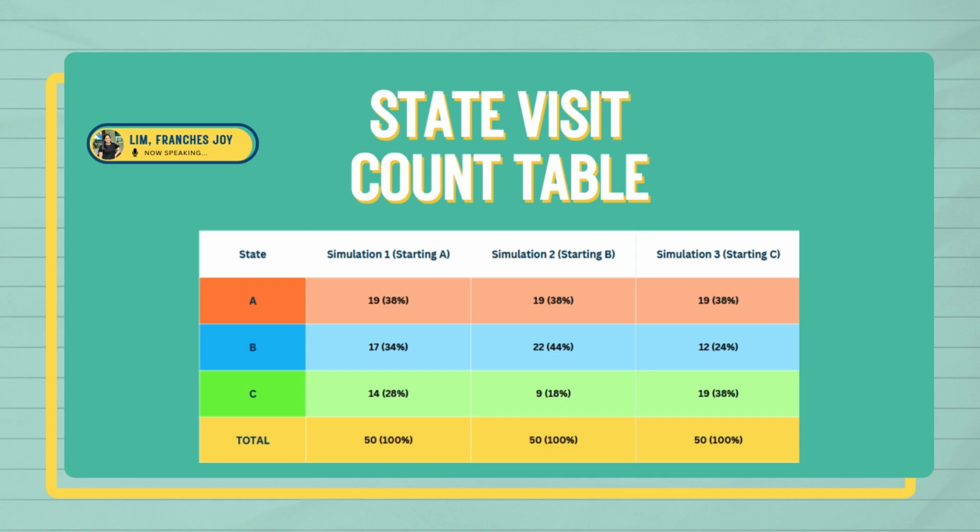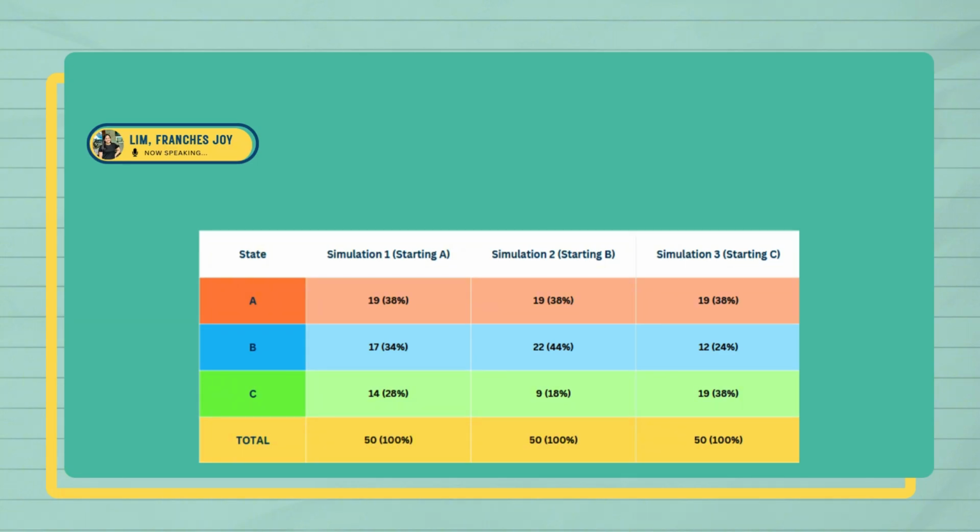In simulation 1, starting from state A, we see a relatively balanced distribution. Simulation 2 starting from state B shows a strong preference for state B with 22 visits, and simulation 3 starting from state C shows a higher occurrence of states A and C with fewer visits to state B.